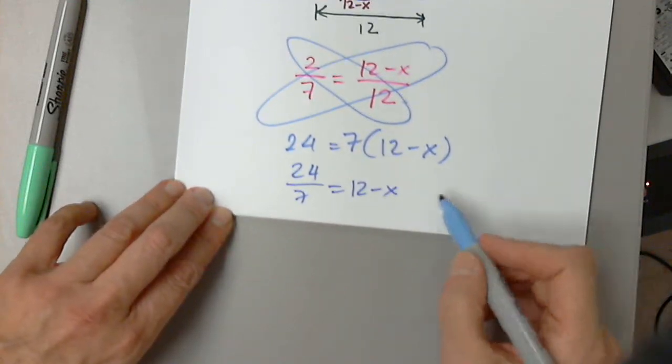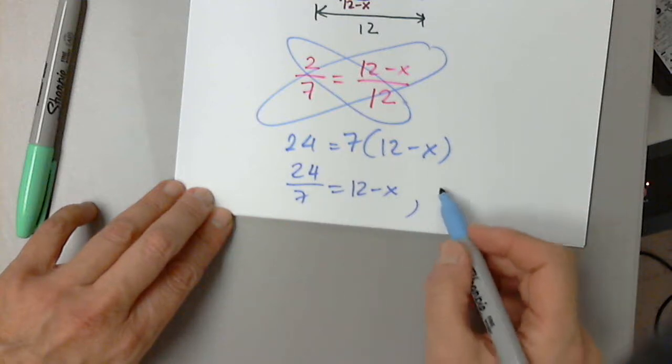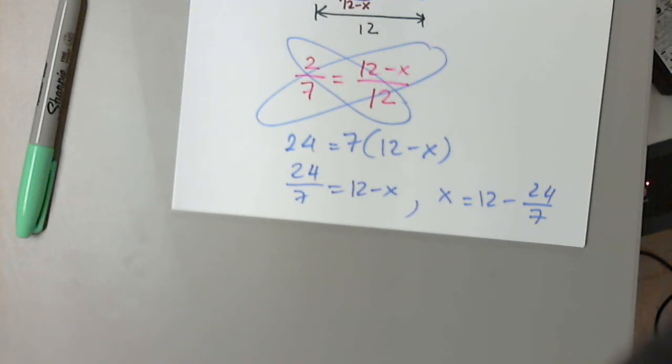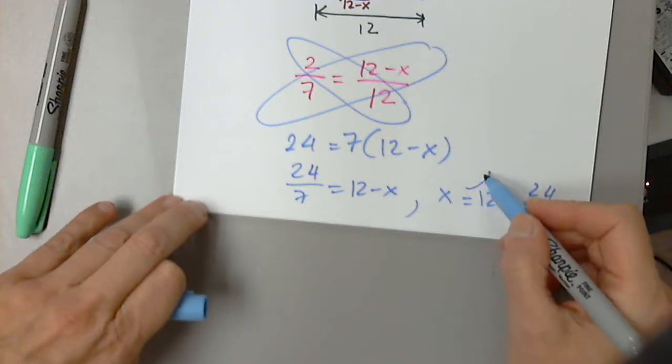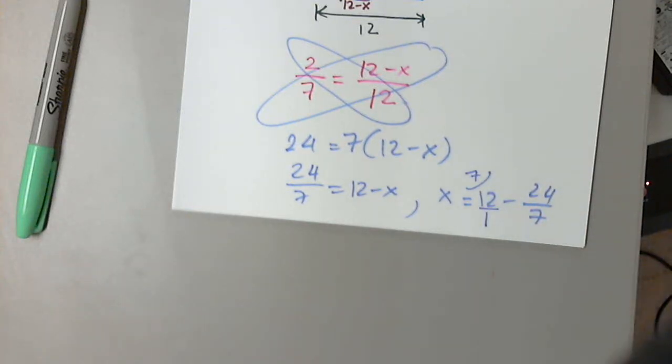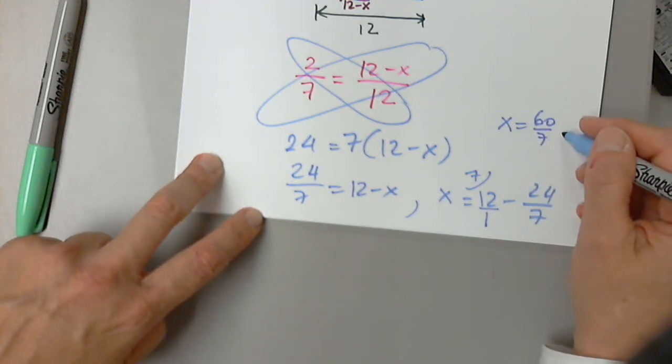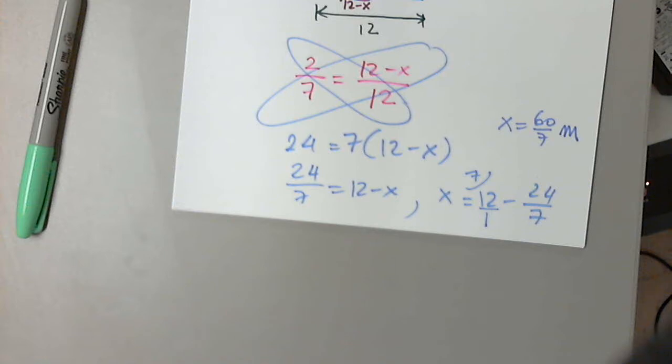12 minus X. So then I will move terms around. I will move X to the left and then the other one to the right. So remember, we need adjustments because 12 is over 1. And that is 84 minus 24. Am I correct? So 84 minus 24 is 60 over 7, and the measurement unit is in meters. Any questions?